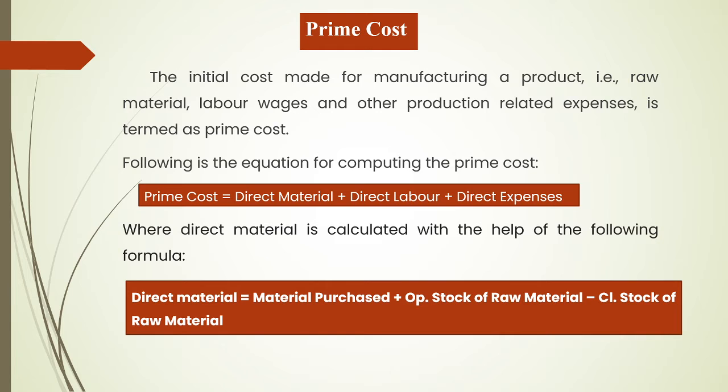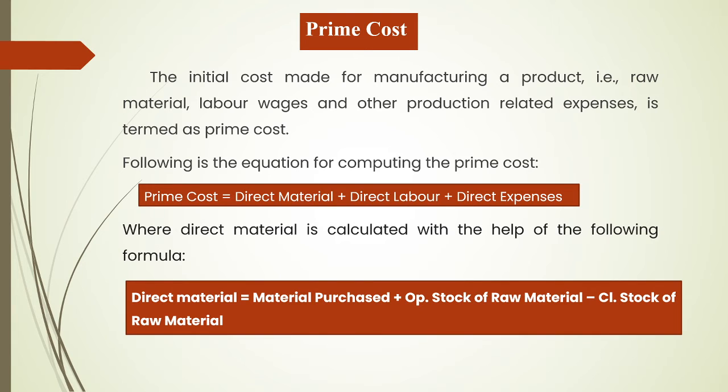The initial cost made for manufacturing a product, that is raw material, labor, wages and other production related expenses, is termed as prime cost. Following is the equation for computing the prime cost. Prime cost is equal to direct material plus direct labor plus direct expenses, where direct material is calculated with the help of the following formula: direct material is equal to material purchase plus opening stock of raw material minus closing stock of raw material.